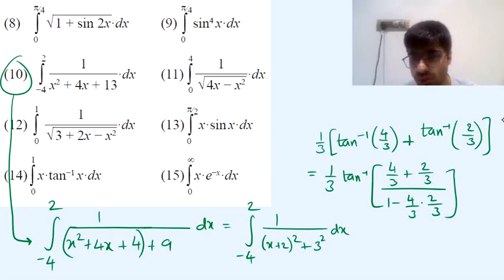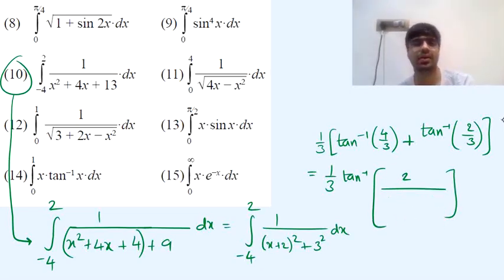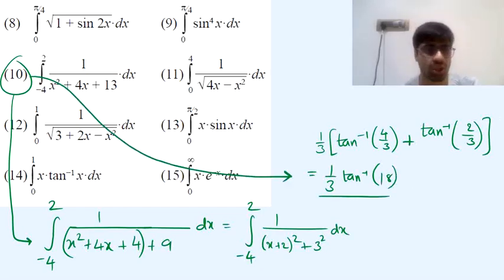Okay, so here if you check 4 by 3 plus 2 by 3, that will be 6 by 3, which is equal to 2. So in the numerator we have a 2, and then we have 8 by 9 here. So 1 minus 8 by 9 makes it 1 by 9, and that 1 by 9, the 9 goes to the numerator and makes it tan inverse 18. So yeah, 1 by 3 tan inverse 18 is the final evaluation for the 10th question.